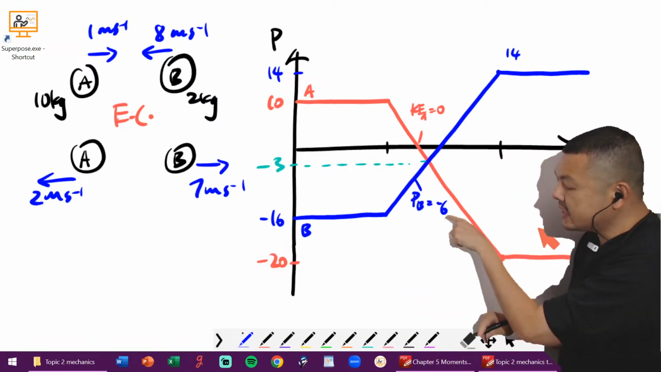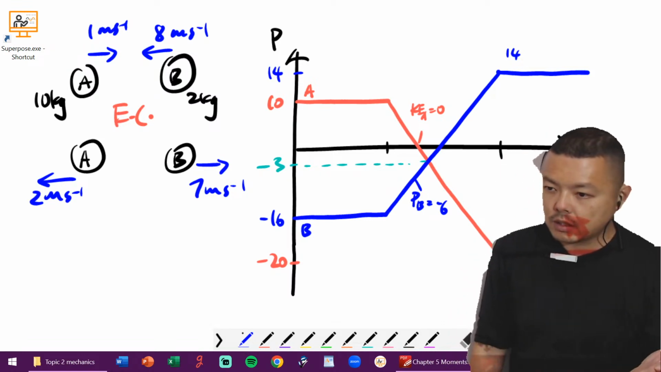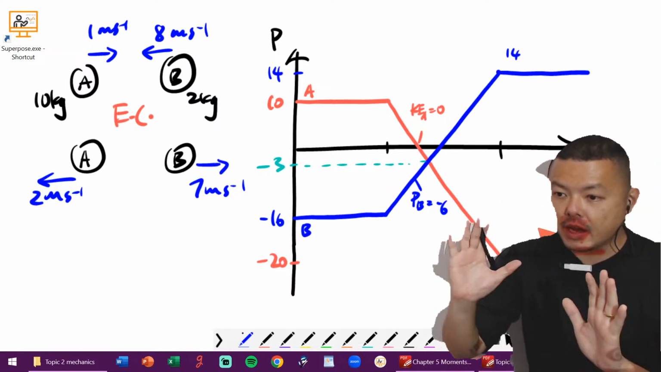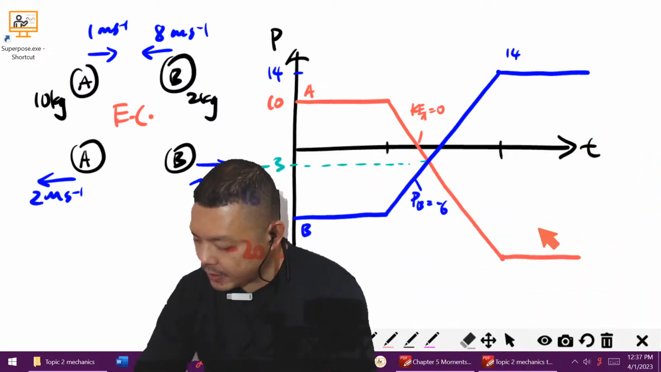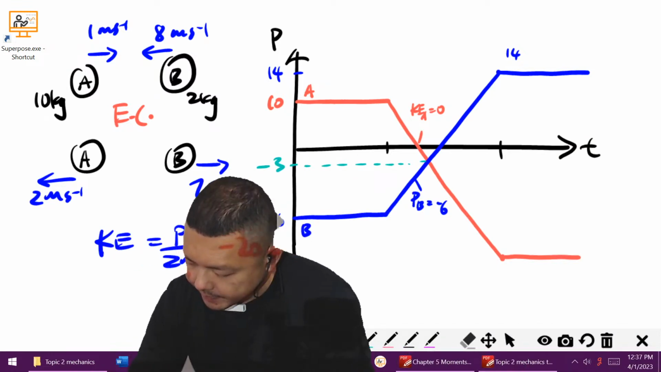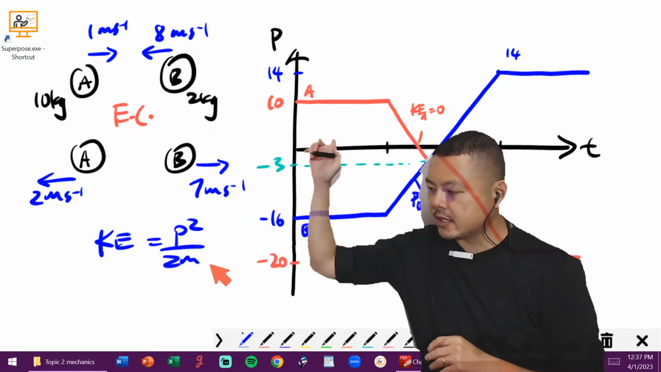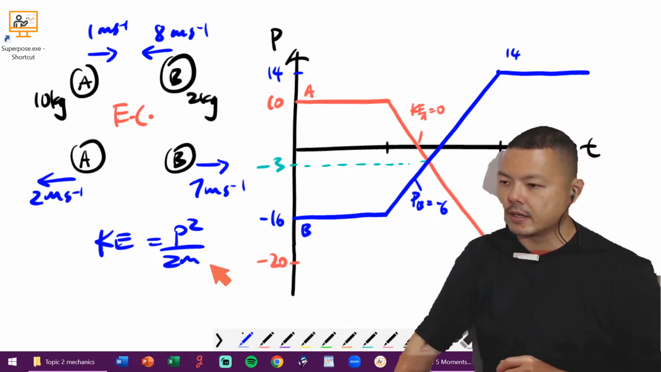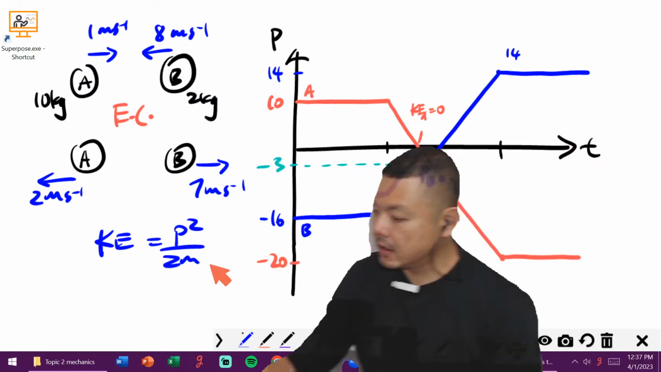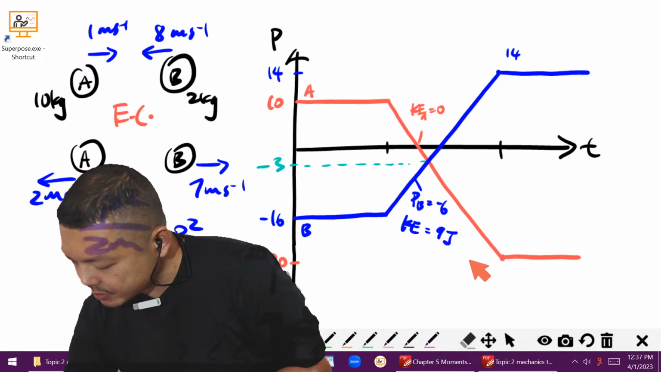All right. Using this information, can you tell me what's the KE of B? Okay, hang on. Let me help you with a shortcut equation. KE equals P squared over 2M. If you want to find the KE of an object, you can take its momentum squared divided by 2 times its mass. So what is the KE of B? 9 joules, is it? So while the momentum is 6, then the KE is 9 joules.